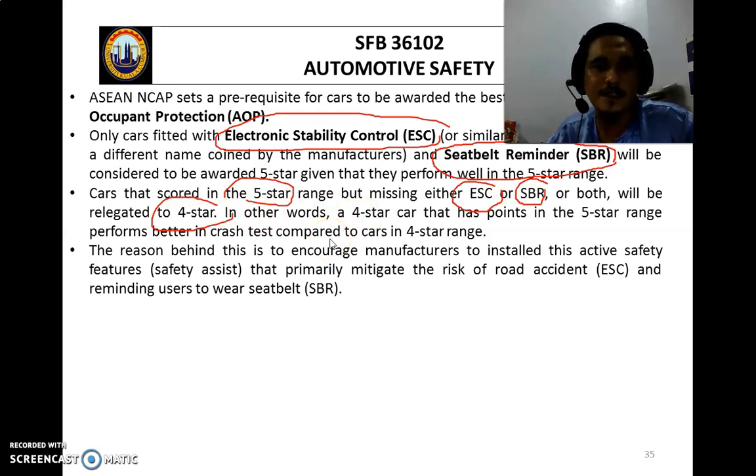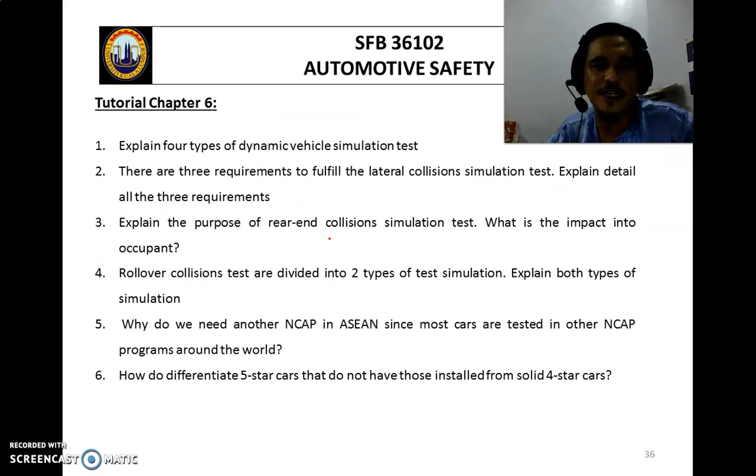Alright, so this is about the simulation test for the vehicle, and see you in the next chapters, chapter 7 and chapter 8.